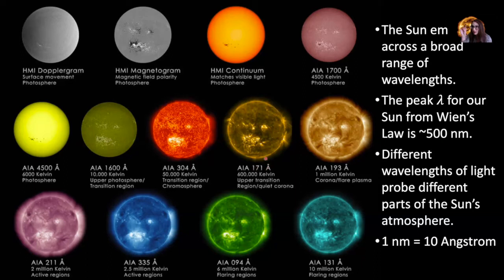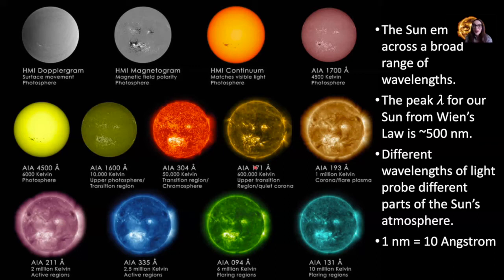This little A with the dot above it, angstrom. 1 angstrom is 0.1 nanometer. So if we have 171 angstrom, that's 17.1 nanometers. That's a really short wavelength of light. That's much shorter than the purple end, the violet end of our electromagnetic spectrum.